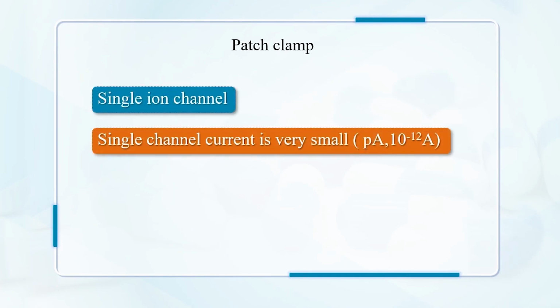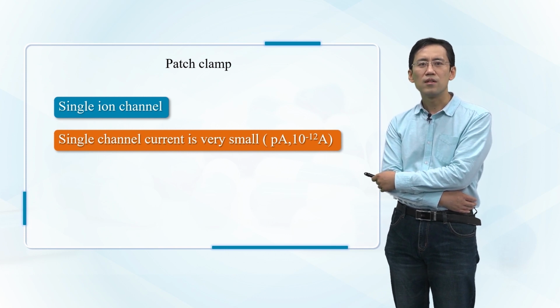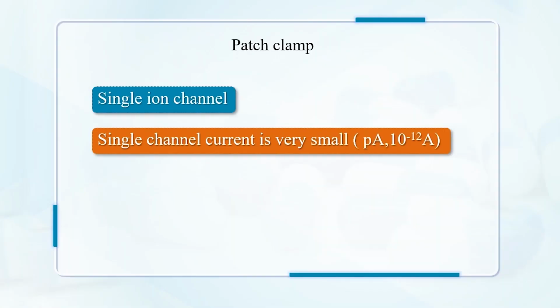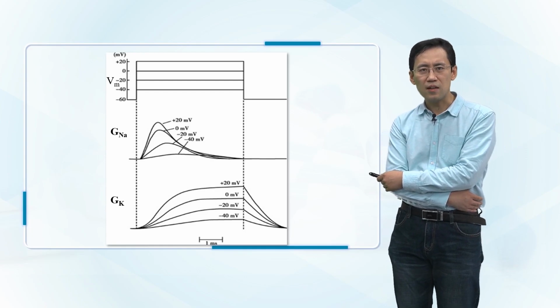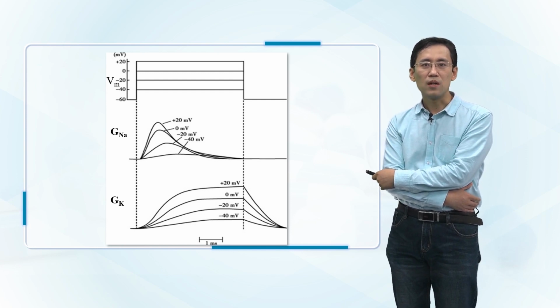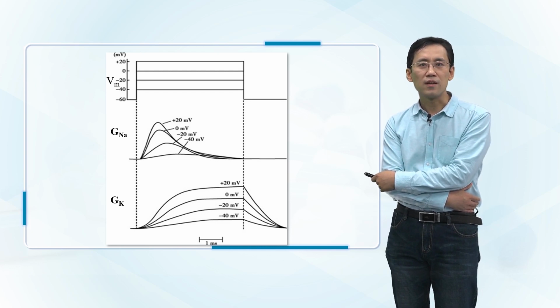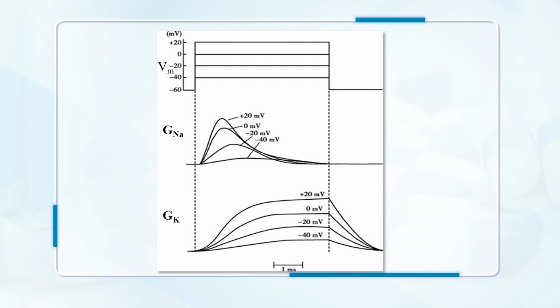Because the single channel current is very, very small, we need all the channels together to make a bigger current. Let's see the conductance of sodium and potassium. It can make up to 30 millivolts, and to this extent of current and voltage.